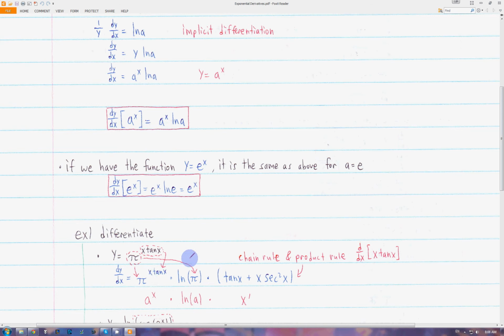And then from the chain rule, we have to differentiate that something, x tangent x. And to do that, we have to use the product rule. So I differentiate the first term first. So the derivative of x is 1. So then we leave the second term alone, tangent x, plus x, derivative of tangent, which is secant squared x. So that's our final answer.